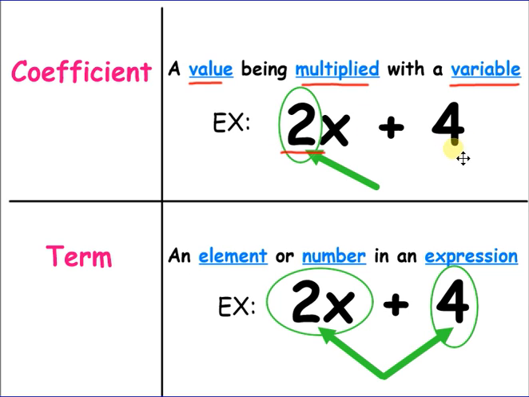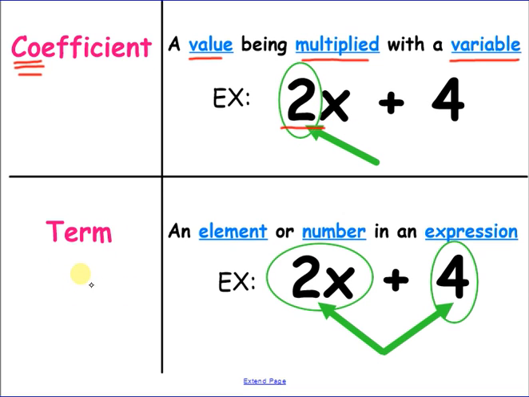See this 4 over here? This 4 is the constant. It's by itself. The 2 over here, it's attached to the variable. That's a coefficient, okay? It's not by itself. It's attached to the variable. It wants a friend, okay? So a coefficient, and you can think of the word co means together, okay? It's together with the variable.